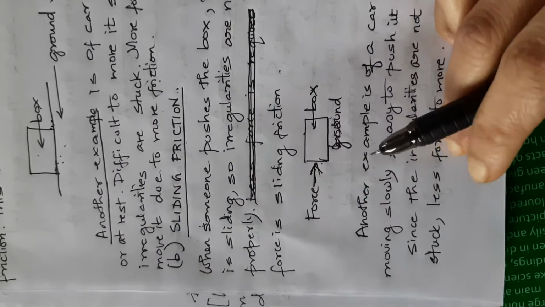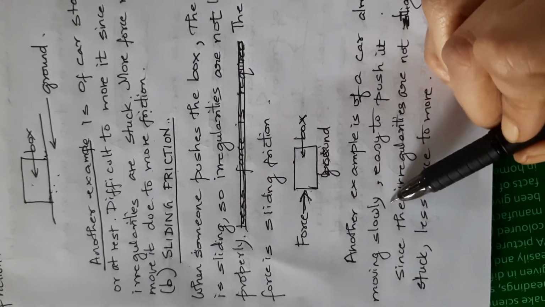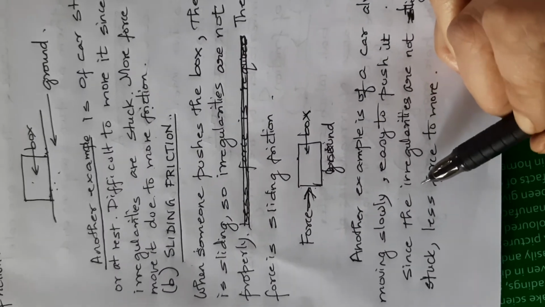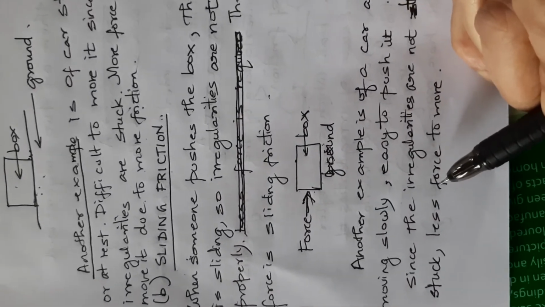Another example is of a car which is already moving slowly. It is easy to push it, again because the irregularities are not so tightly stuck. So less force is required to move it.